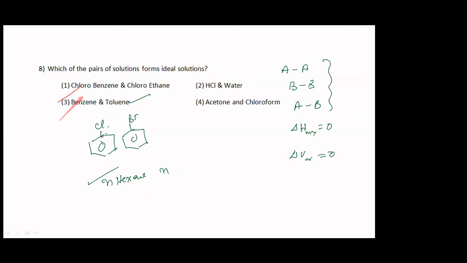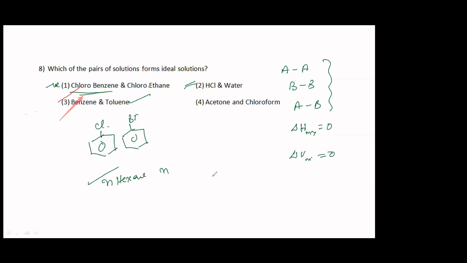So what about the first one? Chlorobenzene and chloroethane, what kind of interactions will they have? Both of them are polar, but the magnitude is very much different, isn't it? So when you mix them together, chlorobenzene will have stronger interactions with the other one. Perhaps it will show you negative deviation. What about HCl and water? What kind of deviation? Non-ideal. In fact, this one will show negative deviation because of the stronger interaction.